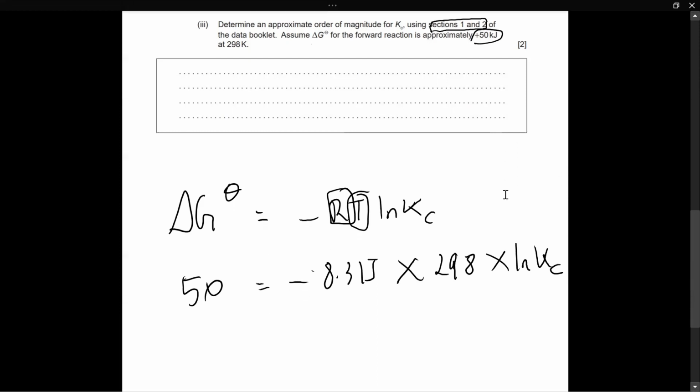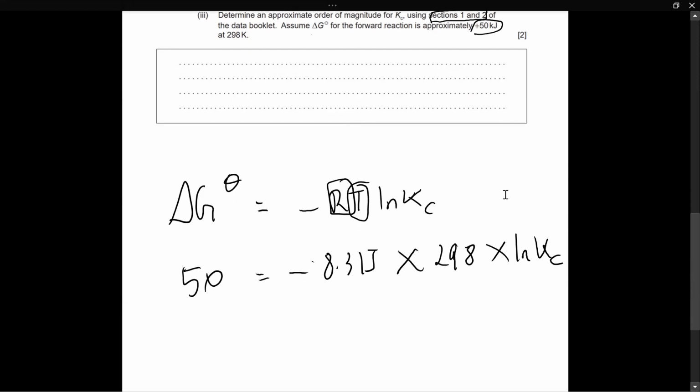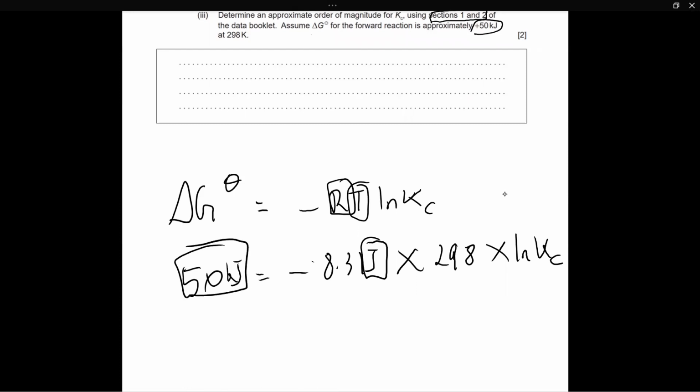The very first thing we need to do, or what I like to do, is that I don't like this joules over here. You know why? Because we've been given delta G in kilojoules, but the gas constant is in joules. So I like to convert from joules into kilojoules, and I do that by dividing by 1,000, to keep the units the same. Now we have the right units.